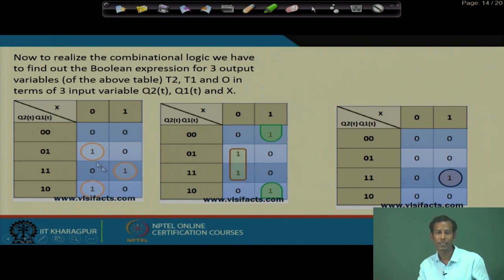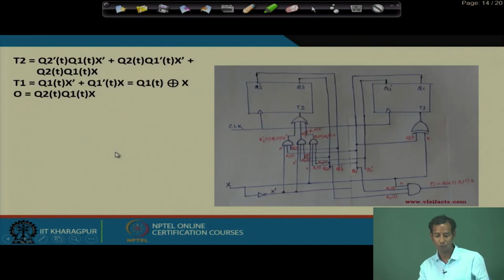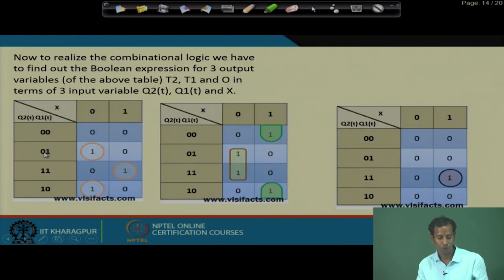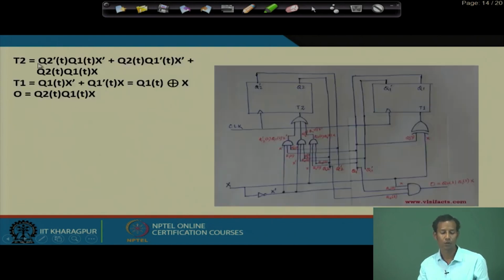So, after designing this Karnaugh map, we will get the corresponding logic of T2 as Q2 bar, Q1 and x bar. So, T2 means this one: Q2 bar Q1 x bar, plus, for this, Q2 Q1 x, and for this, Q2 Q1 bar x bar. So, T2 will be Q2 bar Q1 x bar, Q2 Q1 bar x bar and Q2 Q1 x.